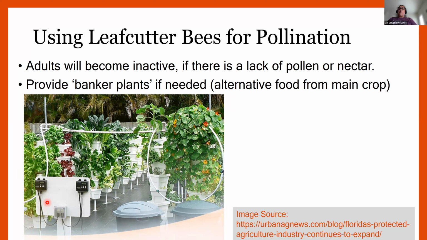If you're able to incorporate diverse crops, something even like nasturtium, which provides a good nectar reward, then you're going to be more likely to keep these bees happy. These other plants, which may not be the focal crop that you're trying to rear, are sometimes referred to as banker plants because they provide an alternative food source for these bees from the main crop.